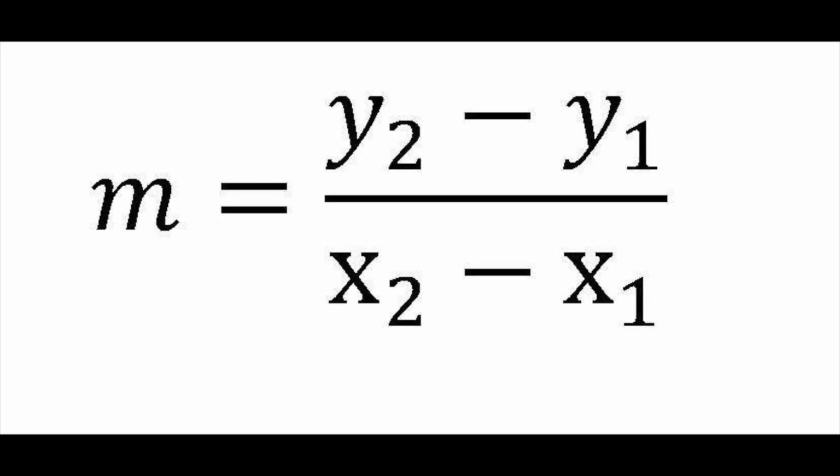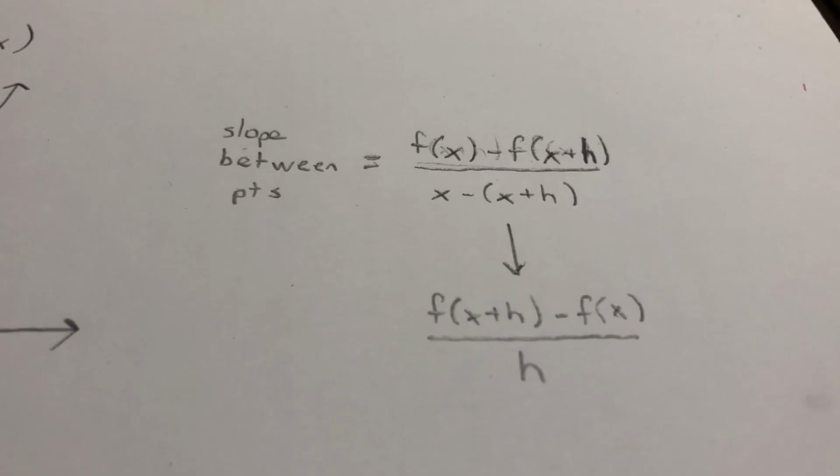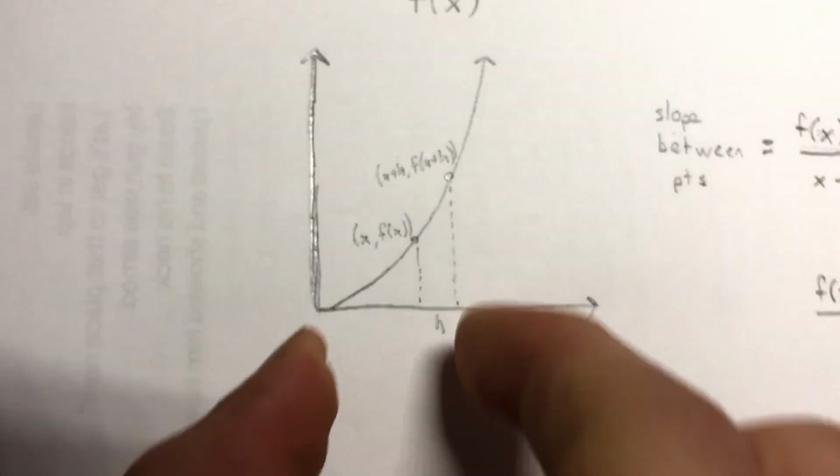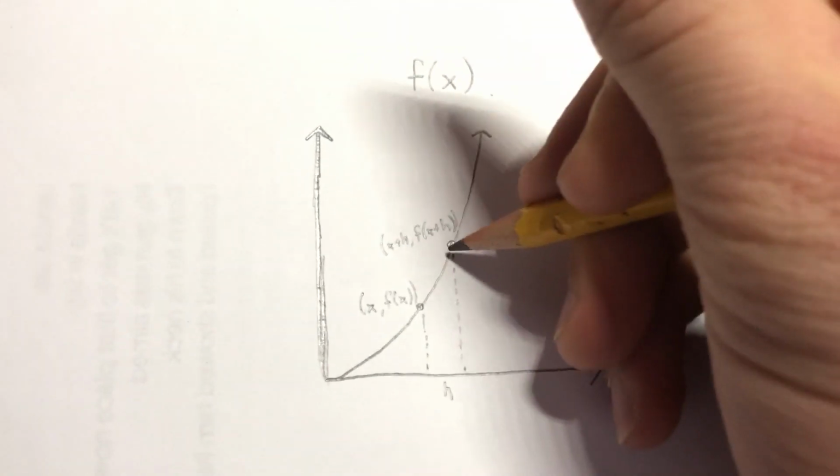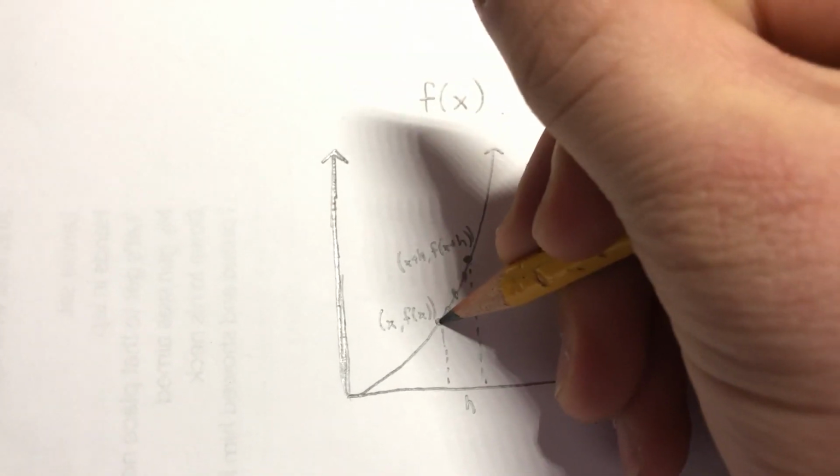Agreed? Good. Now, the slope between these 2 points, if we use the formula we all know and love, will be f of x plus h minus f of x over x plus h minus x. That'll simplify down to f of x plus h minus f of x over h. Now, as h gets smaller and smaller, the point we made up will get closer and closer to our real point, making our slope more and more accurate.